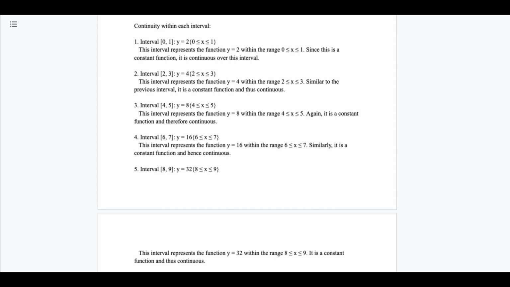I used the first 5 functions of the intervals of the piecewise function and analyzed their individual continuity as well as the continuity of the entire function. When it comes to the continuity of each interval, I found that every interval is continuous within itself. For example, in the interval [0, 1], where y equals 2 and x is greater than or equal to 0 and smaller than or equal to 1, the function is constant, which means that it is continuous over the entire interval. The same happened with the rest of the functions.